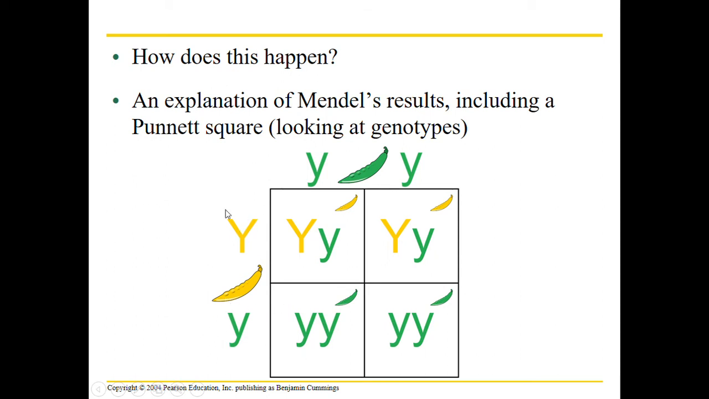We chose Y because yellow is dominant, as you can tell by its capital letter, and the little y will stand for green. If you see big Y, little y right here, the pod is going to be yellow. You'll only see green if you have two copies of the little y. That's what makes it recessive. So right here you can see the pod is green, little y, little y. This is recessive, so the green comes out.